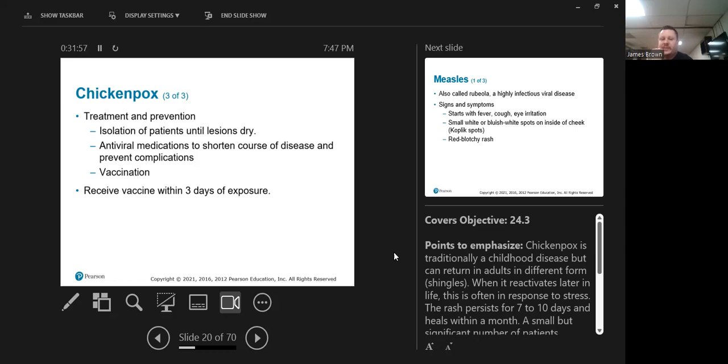Isolation of patients until the lesion is dry, antiviral medications to shorten the course of the disease and prevent complications, and vaccination. Receive vaccine within 3 days of exposure.